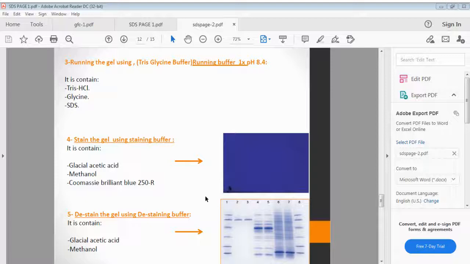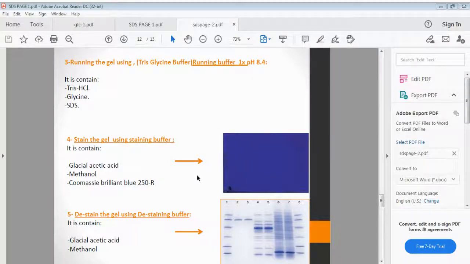So what is the role of Tris, glycine and SDS? The glycine and the chloride which is present in the Tris HCl will help in the migration of the molecules in the electric field. They are also charged, and they will help in the migration of charged particles in the electric field. That is the role of glycine and the chloride which is present in the buffer. Negatively charged SDS is also present.